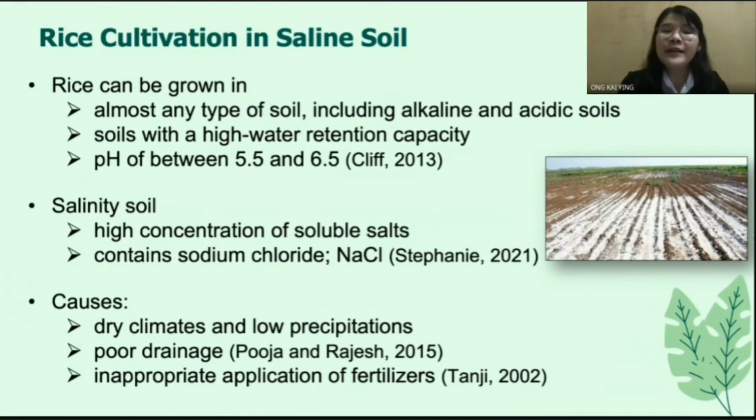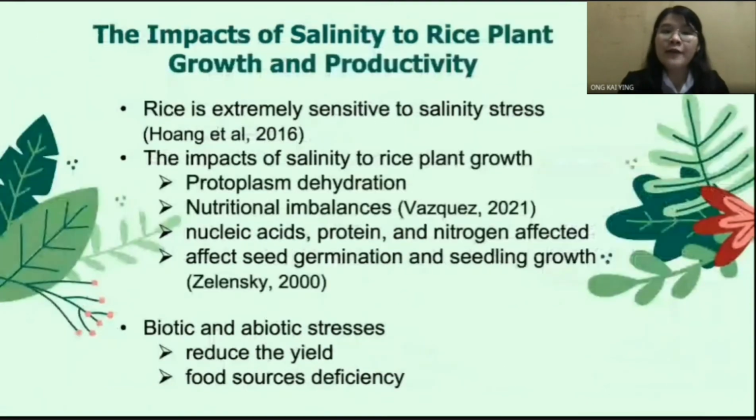The causes affecting soil salinity are dry climates and low precipitation, poor drainage where excessive salt is not flushed out, and inappropriate application of fertilizer. Therefore, it will lead to impacts on the rice plant. Rice is extremely sensitive to salinity stress. The impacts of salinity on rice plant growth are protoplasm dehydration, nutritional imbalance, and effects on nucleic acid, protein, and nitrogen, and so on. Due to these biotic and abiotic stresses, it will reduce the yield and cause food source deficiency.